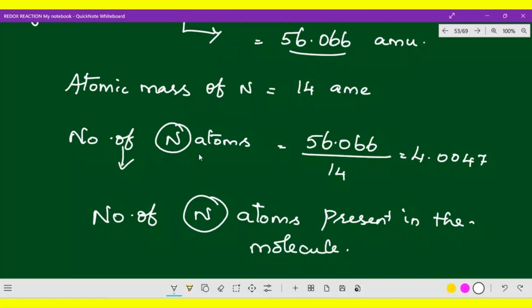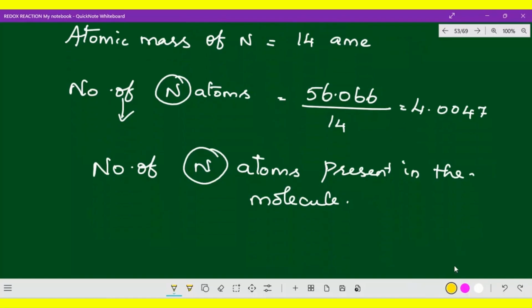Actually, I have to write it here. So I have written here. What is it? A complete whole number only we can take here, 4. The 0.00 we don't need to consider. So that is actually 4 atoms. Of course, this is correct only.